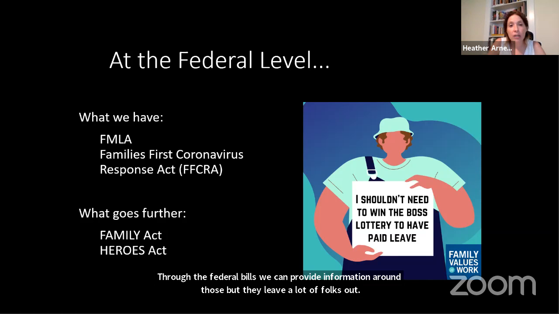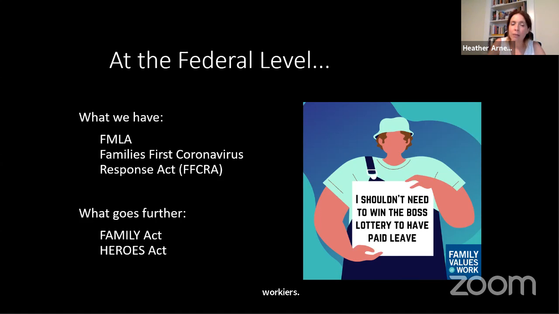Folks who work for healthcare systems, delivery systems, grocery stores, the post office, FedEx, Amazon, UPS, Giant Eagle, Whole Foods, Trader Joe's, the list goes on and on, right? Target, Walmart. I mean, think of any place that stayed open when everybody else was locked down. Those workers were left out of that bill.